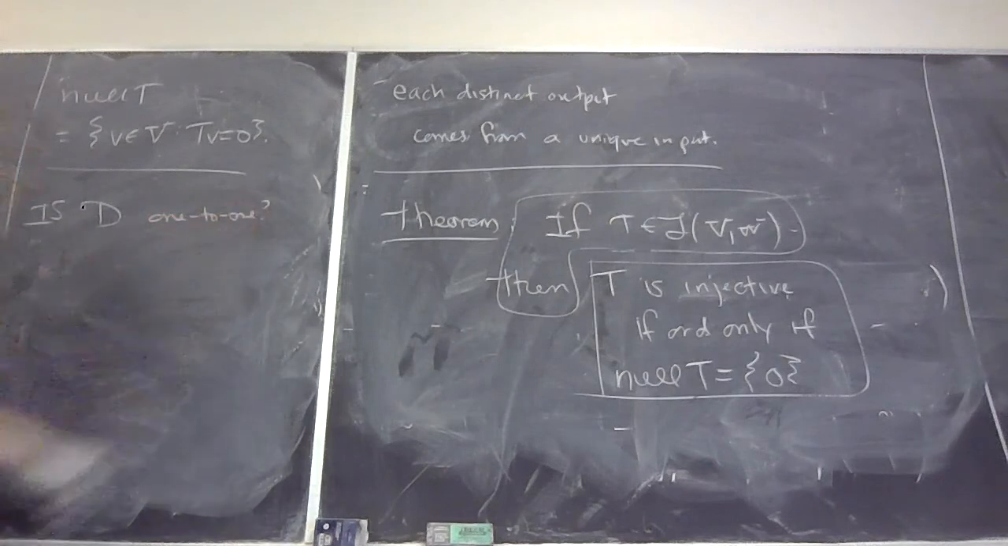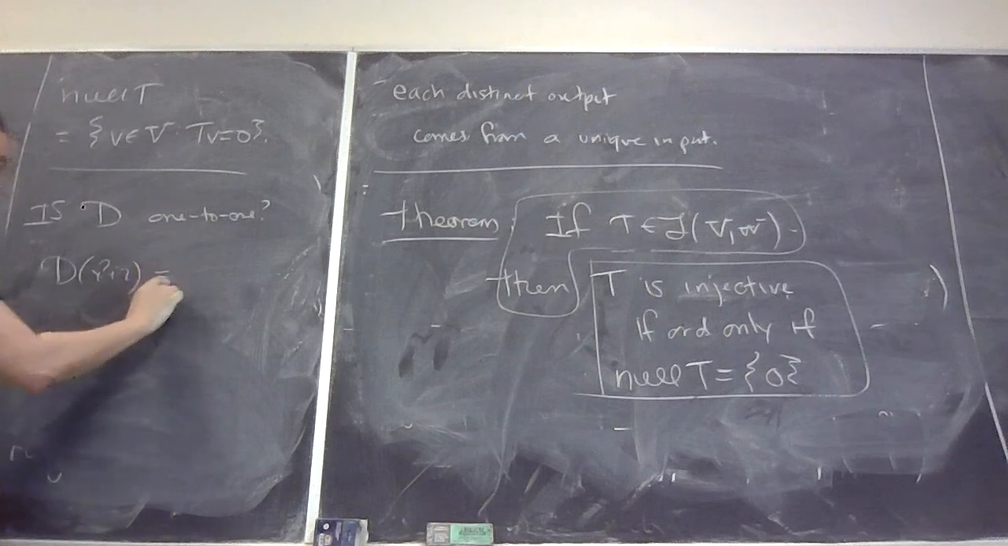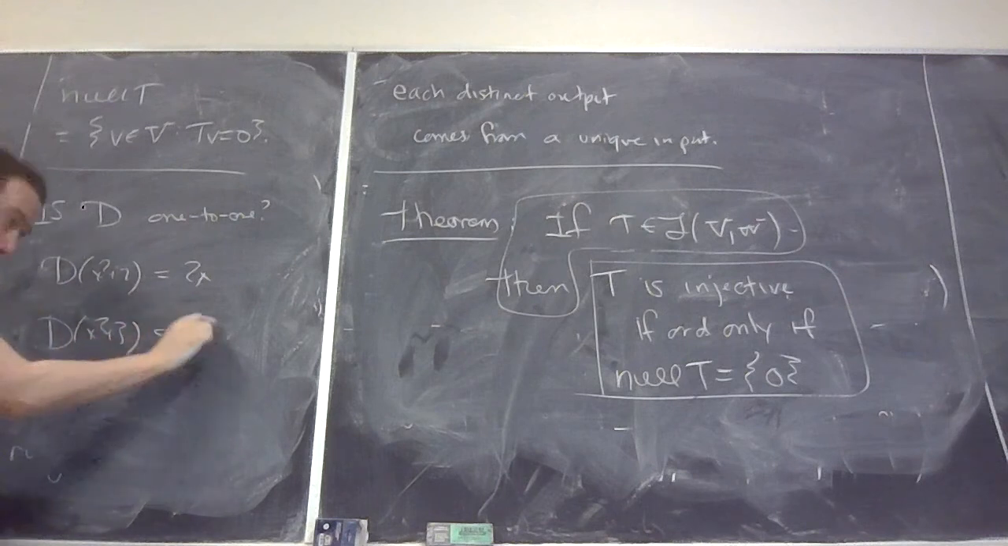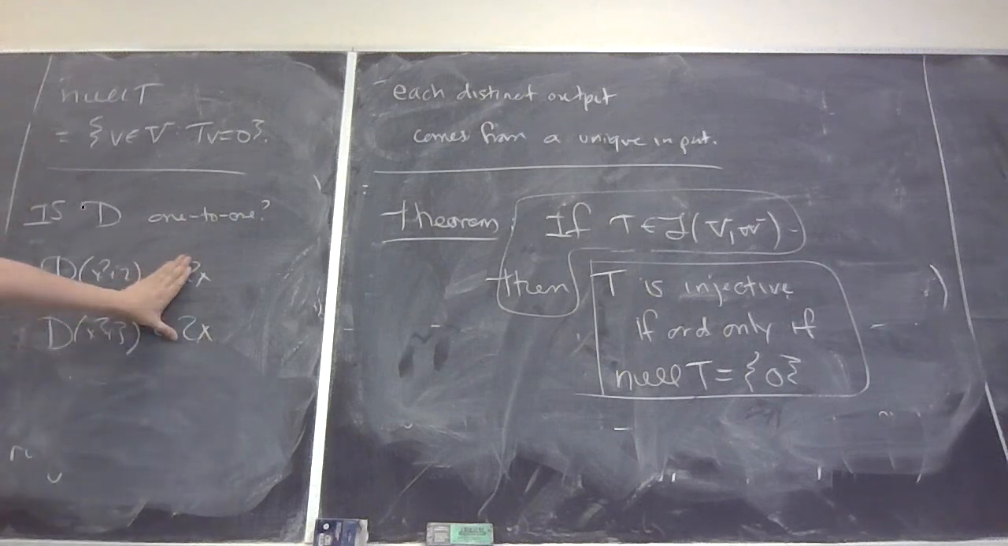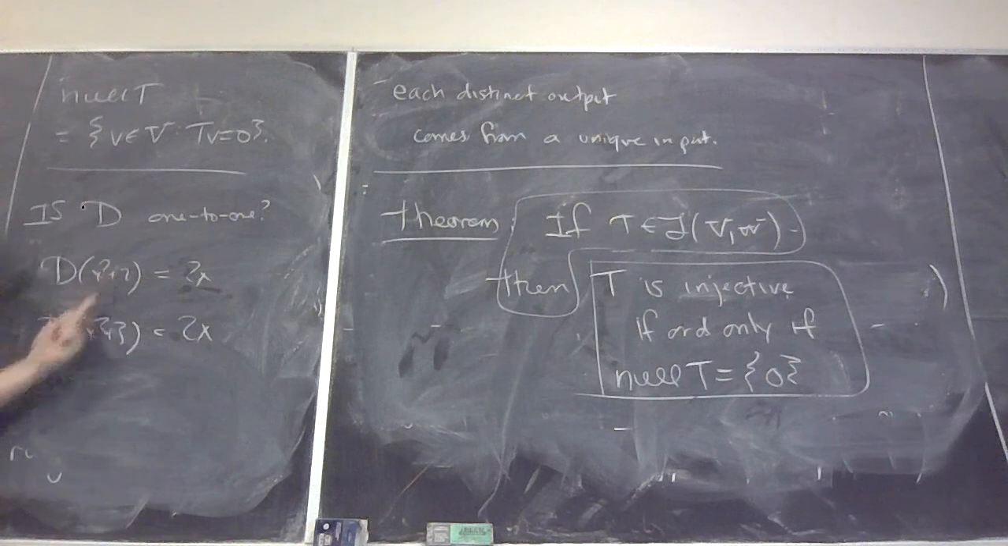Is that injective? If I take derivatives of functions, is that a one-to-one operator? And the answer is no. The derivative of x squared plus 2 is 2x. And the derivative of x squared plus 3 is 2x. So if I'm looking at the 2x over here, if this is a one-to-one function, I could tell you exactly which input gave me the 2x. But look, 2 different inputs gave me the same output. So this is not a one-to-one function.